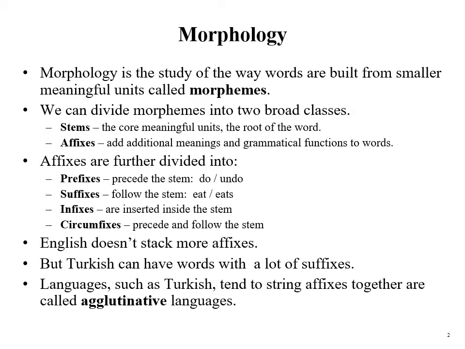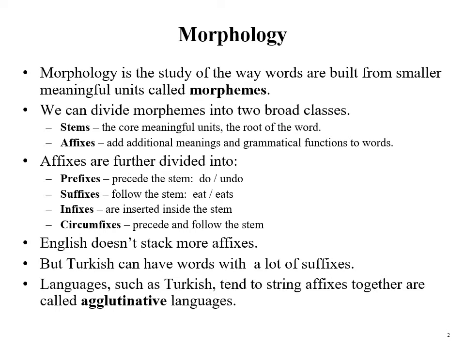So, which kind of precautions, which kind of things we have to maintain during the lexical analysis phase, which is also called morphology or morphological analysis. When we talk about morphology, morphology is the study of the way words are built from smaller meaningful units called morphemes. So a morpheme is the smallest unit of the words.